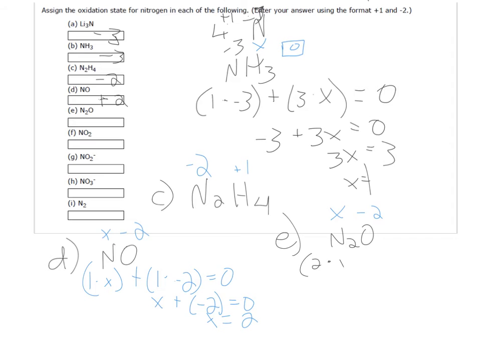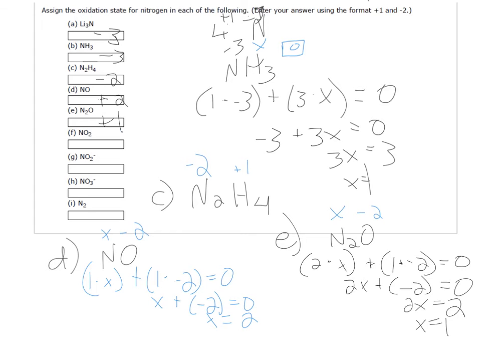Okay, 2 atoms of nitrogen whose oxidation state is unknown, when added together with the single atom of oxygen whose oxidation state is known to be -2, should add up to the overall charge of 0. We'll do a little simplifying, add 2 to both sides, divide by 2, and we have X equal to 1. That means nitrogen's oxidation state within this compound is a positive 1.